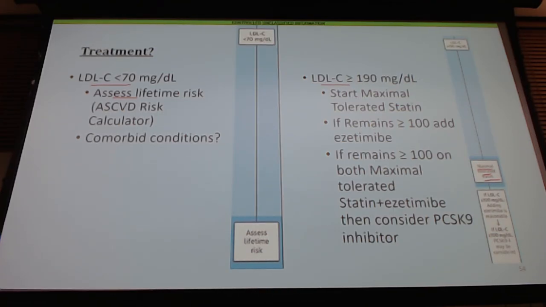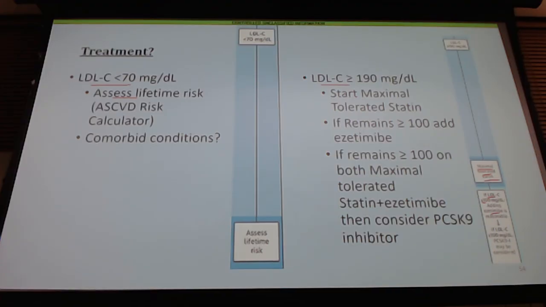Then we give them a couple of months of being on that maximally tolerated statin. I then bring them back and I recheck their LDLs. If their LDL still remains above 100, now I'm going to add an adjunct. So I'm going to add that ezetimibe to try to get that LDL less than 100, okay? So we set a high intensity statin. I'm expecting at least a 50% reduction.